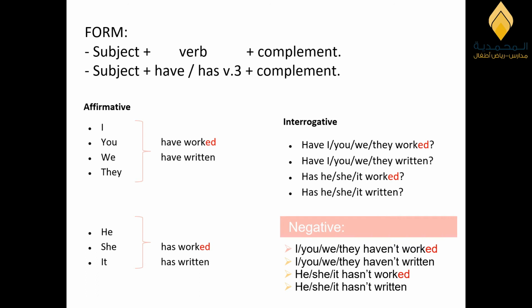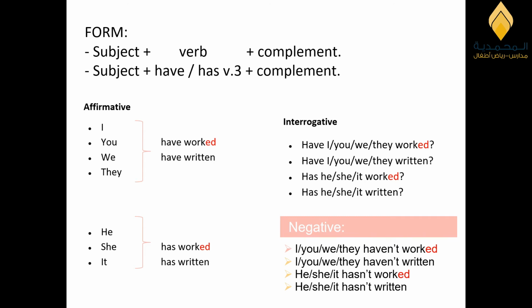For the interrogative, I'm going to start with the auxiliary have or has, followed by a subject, then the past participle of the verb and the complement. So I say, have you worked? Has she written?